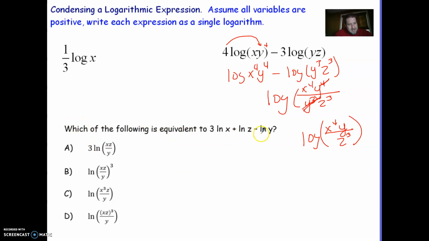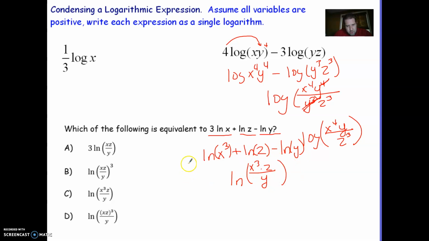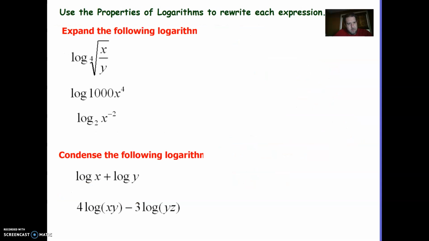Which of the following is equivalent to this? All right, so 3 times natural log, this and this. So we have natural log of x cubed plus natural log of z plus or minus natural log of y. Okay, so plus means these two have to be multiplied. So natural log of x cubed times z, all divided by y, should be our answer. x cubed z divided by y. Looks like we have z as our answer.